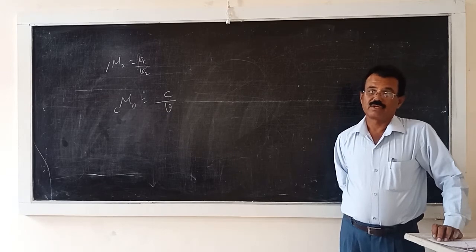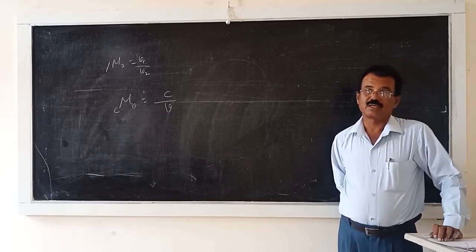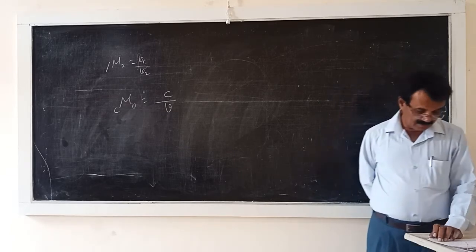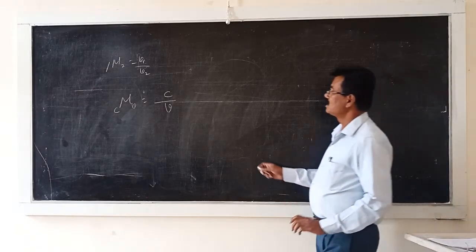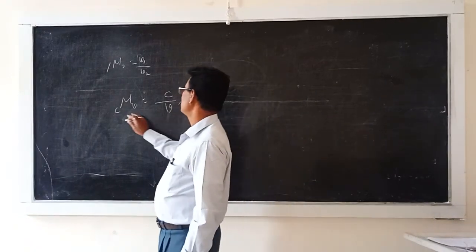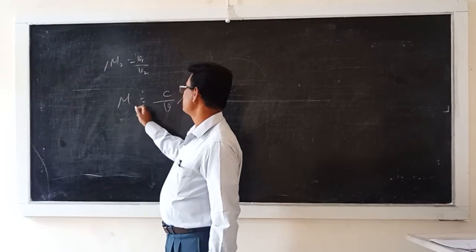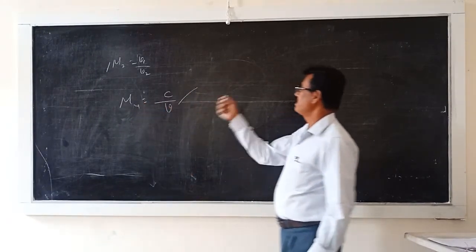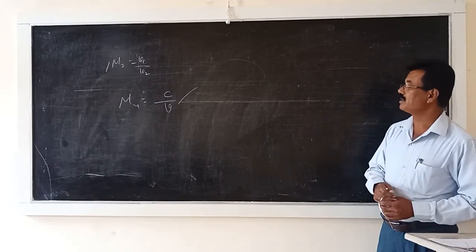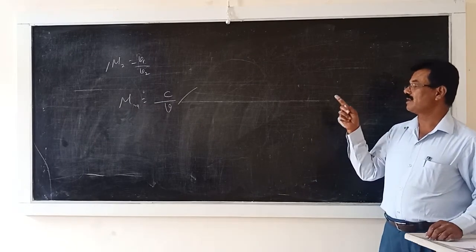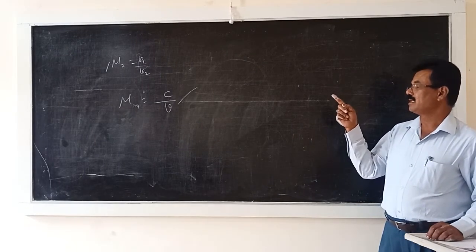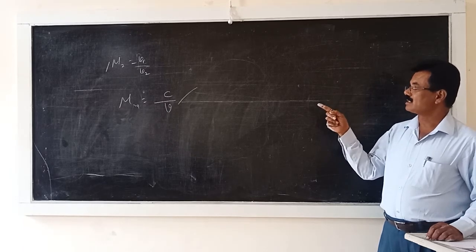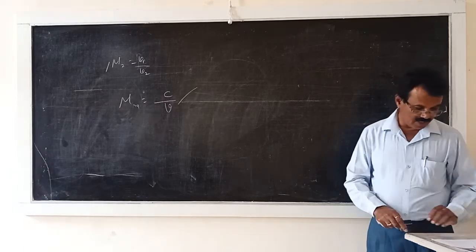If the refractive index is measured with respect to air or vacuum, it is called absolute refractive index. That is, mu is equal to c by v. Absolute refractive index can also be defined as the ratio of the velocity of light in air or vacuum to the velocity of light in the medium.